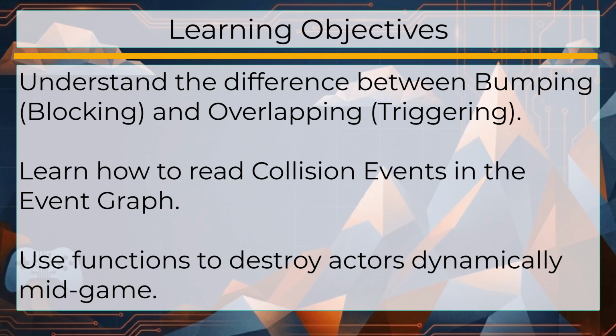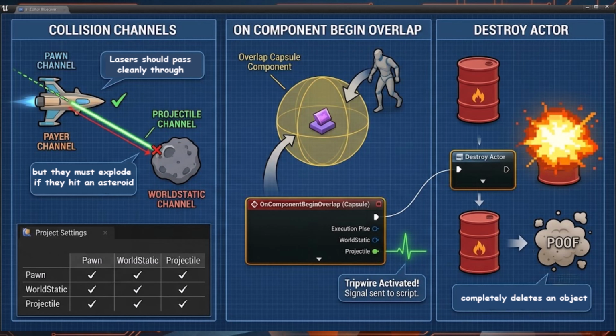We'll write the logic that allows our objects to physically feel each other, causing our laser to vaporize itself and smash an asteroid out of existence when we collide with it. All right, let's begin with some basic programming terminology. Now, to make our objects impact each other, we need to understand how game engines handle physical boundaries. And we do this through things like collision channels, on-component begin overlap, and destroy actor.